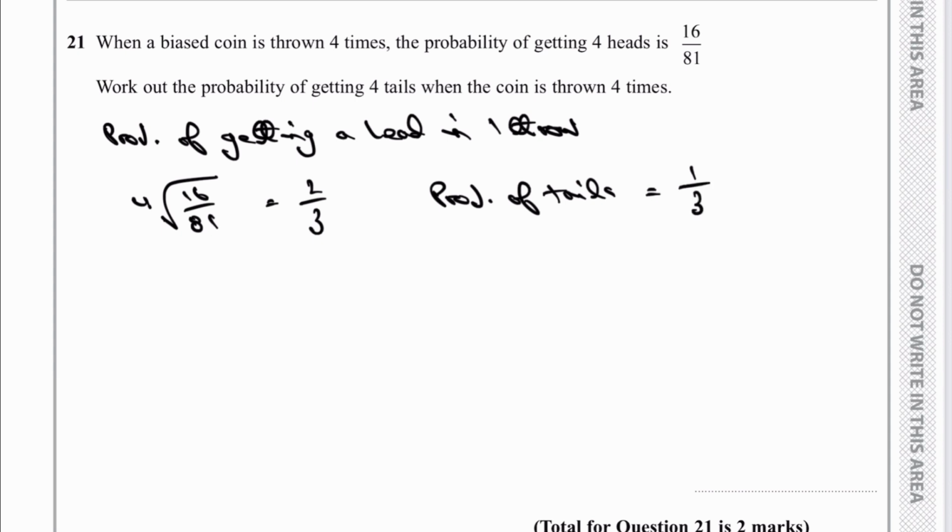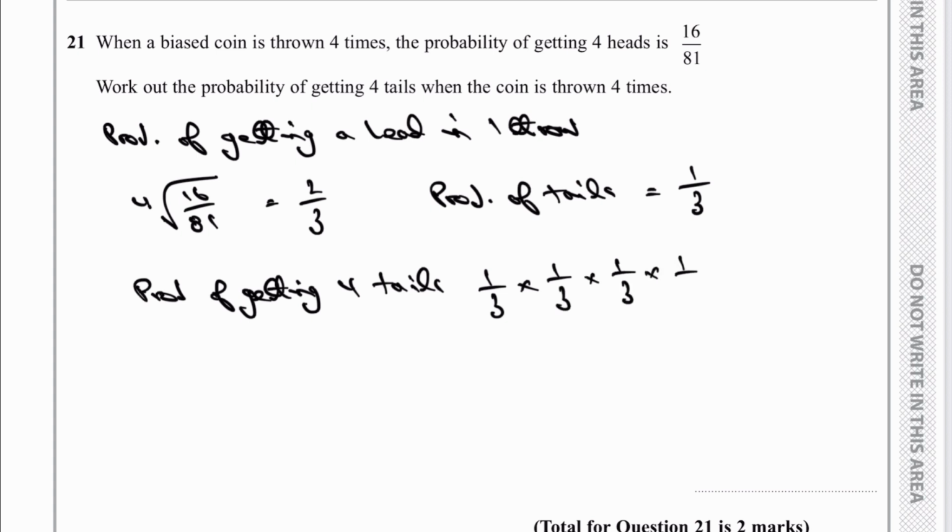Okay, so therefore the probability of getting 4 tails in a row, well, you can write that as 1/3 to the power of 4 if you want, or you can just say it's 1/3 in the first throw, 1/3 in the second throw, 1/3 in the third throw, and 1/3 in the fourth throw, which is going to give us a final answer of 1 over 81, and that would be the answer to that particular question.